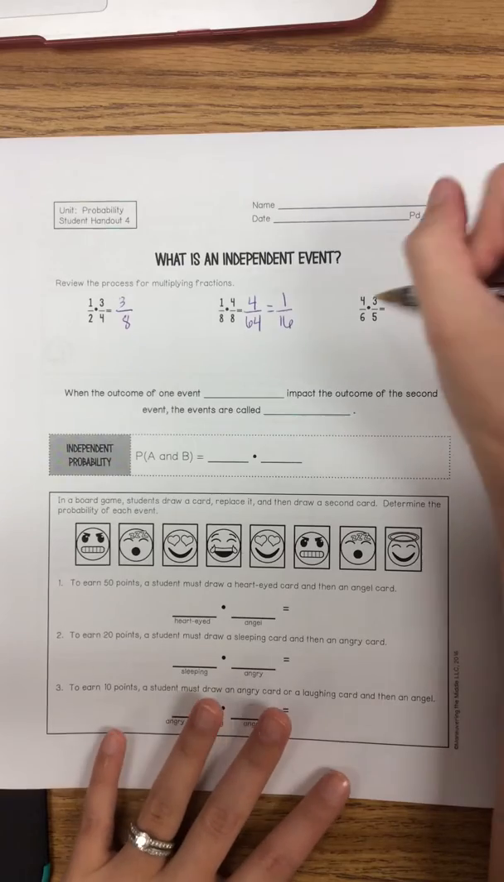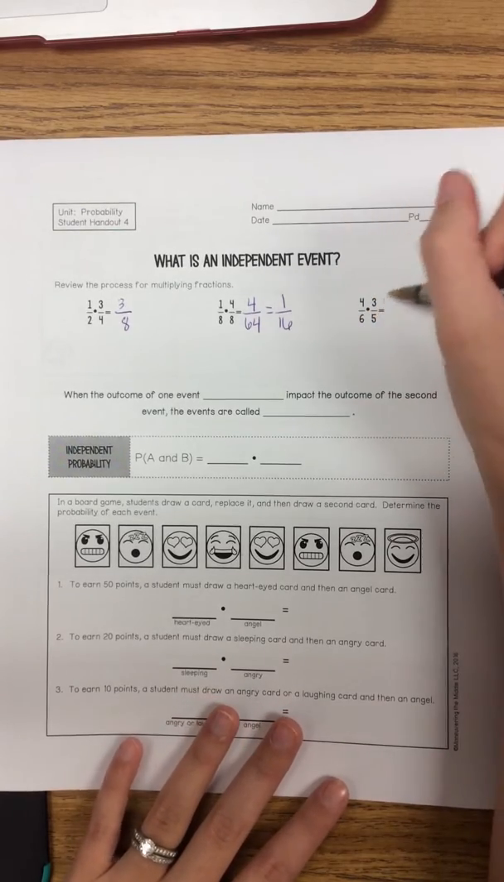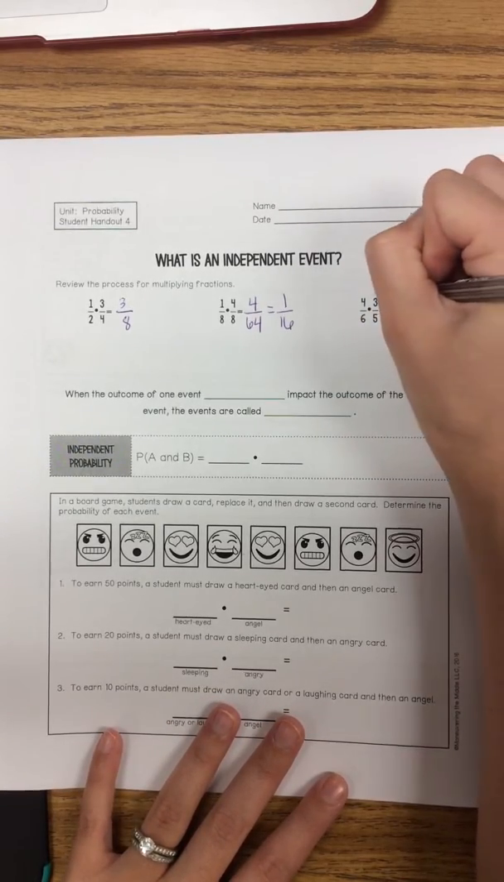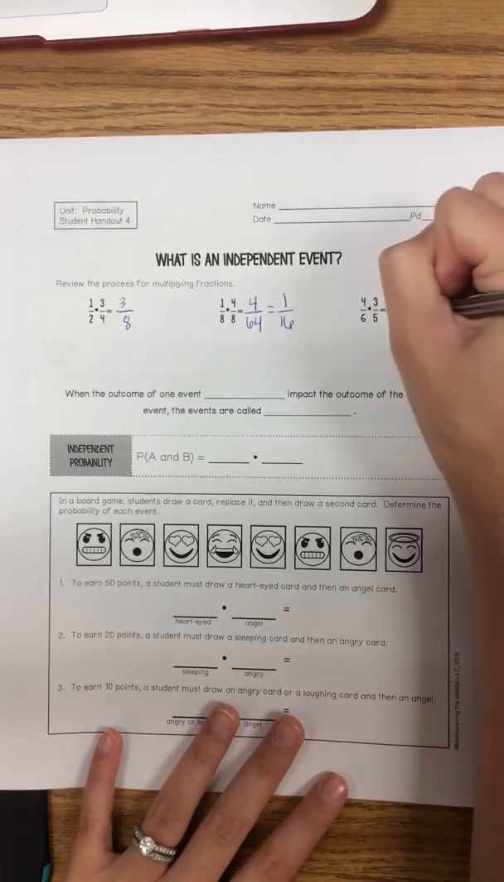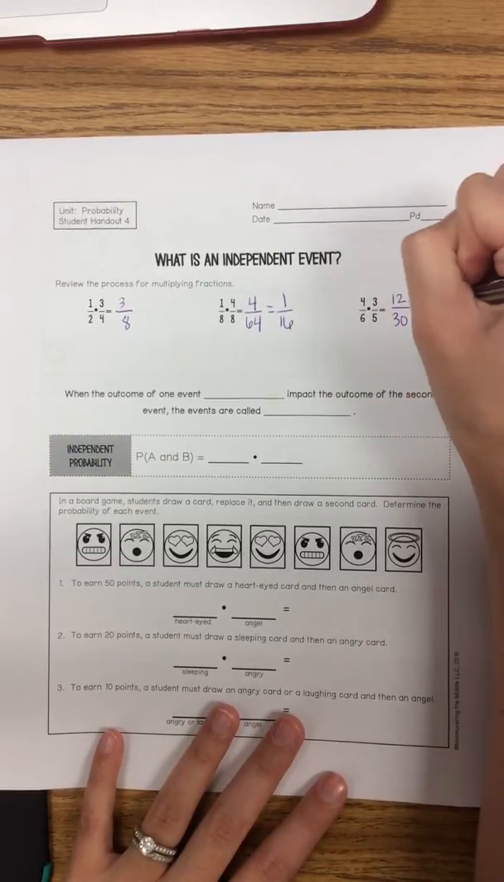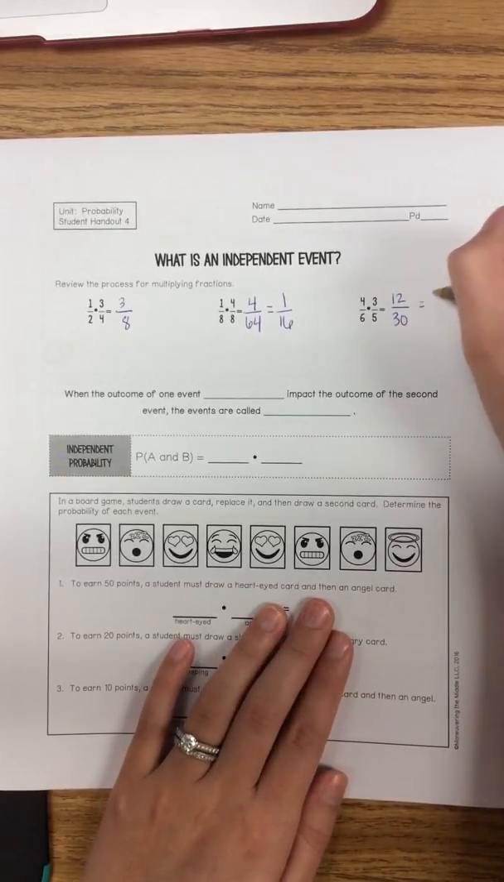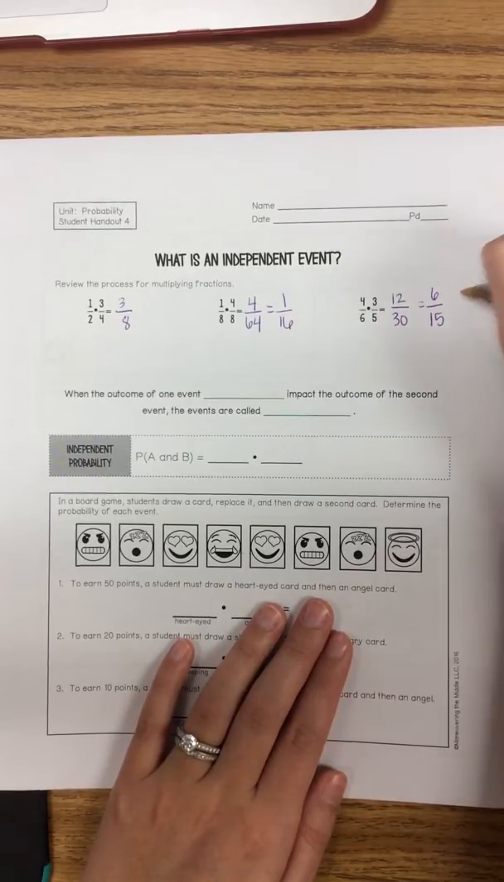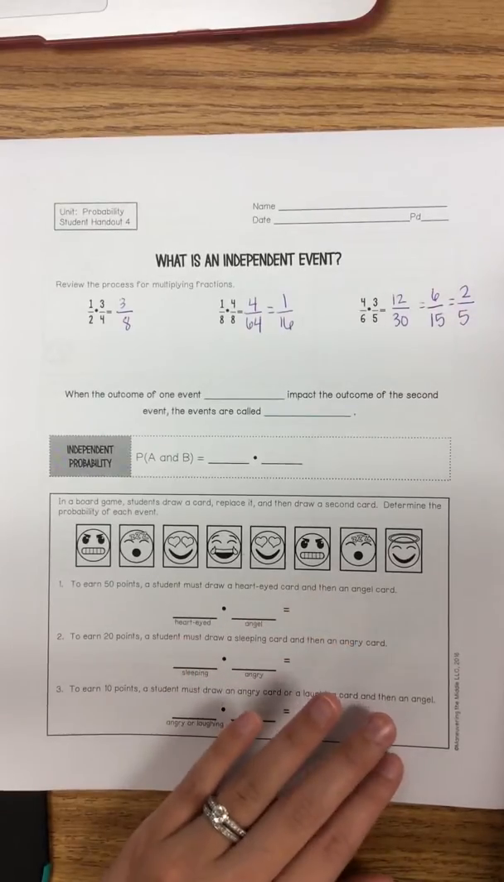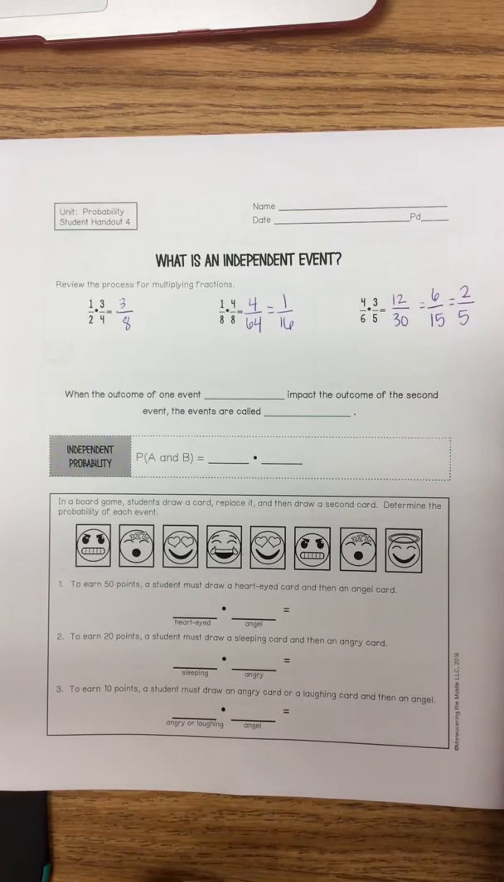And our last fraction is 4 over 6 times 3 over 5. So 4 times 3 is 12. 6 times 5 is 30. Okay, so let's go ahead and simplify by 2 first. 12 divided by 2 is 6. 30 divided by 2 is 15. Okay, then let's divide by 3. So 6 divided by 3 is 2. 15 divided by 3 is 5. So we get 2 over 5. So that's our simplified fractions.